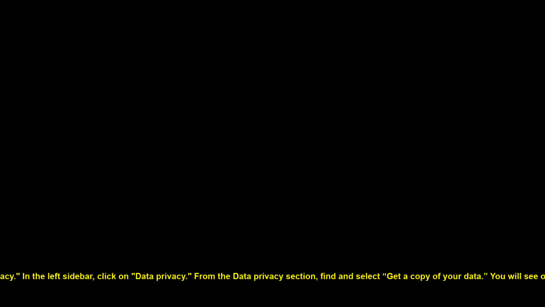It's essential to back up your profile information before you uninstall your account. To save your profile information, go back to Settings and Privacy. In the left sidebar, click on Data Privacy. Select the information you wish to download or choose all of the above for a comprehensive backup. After making your selection, click Request Archive.